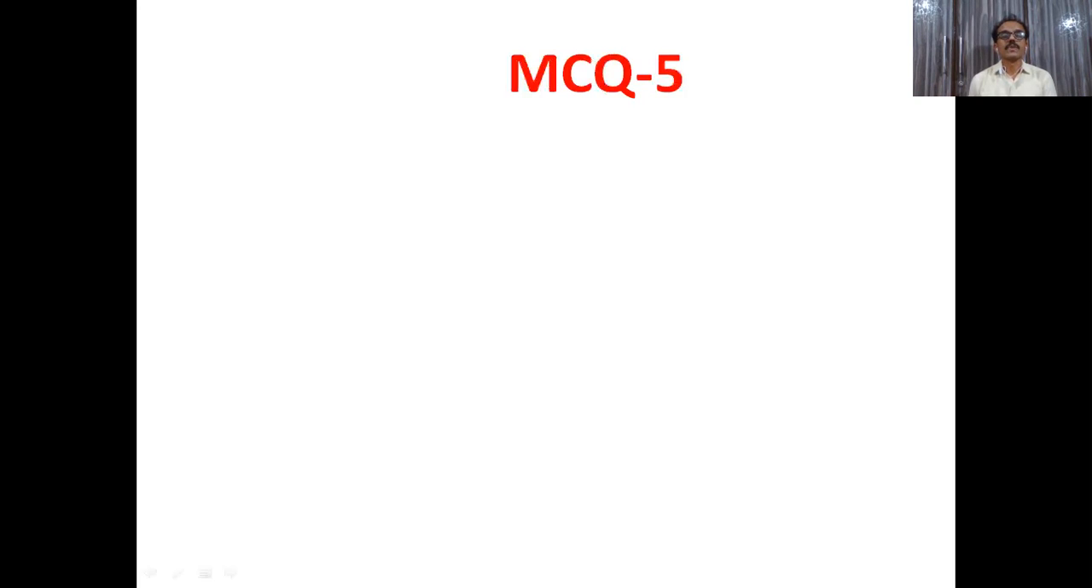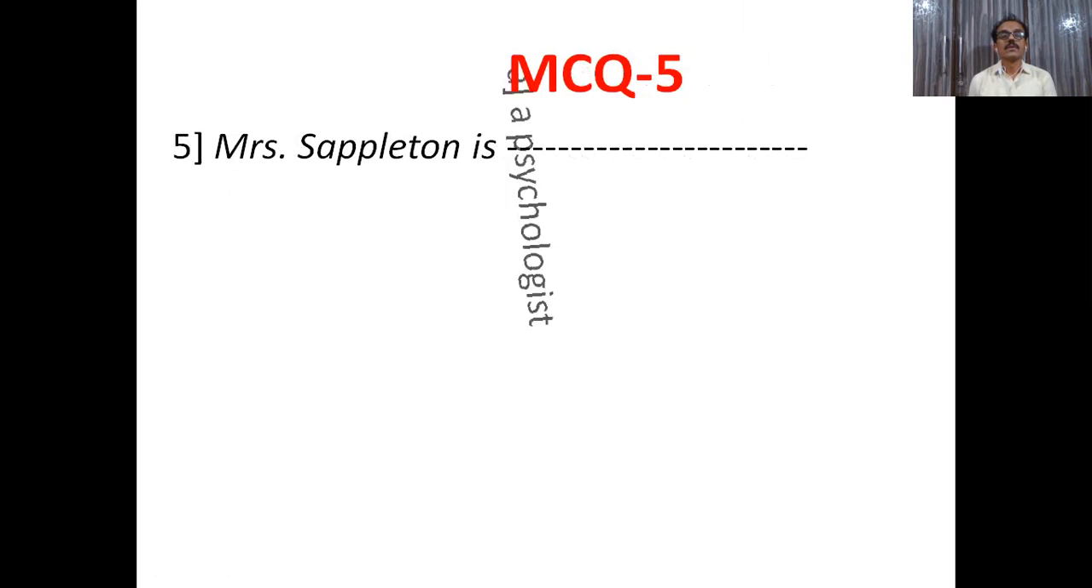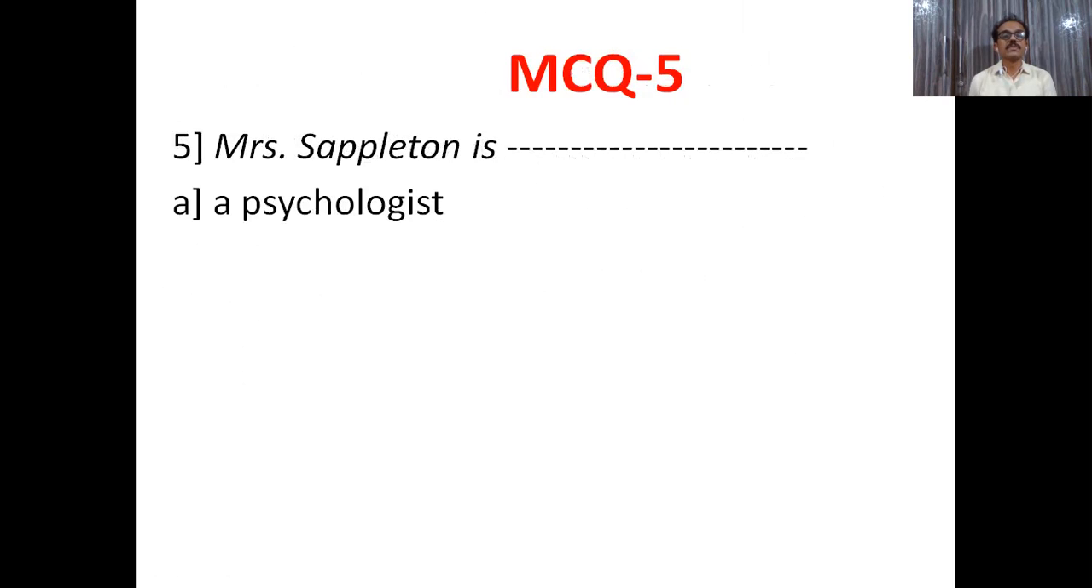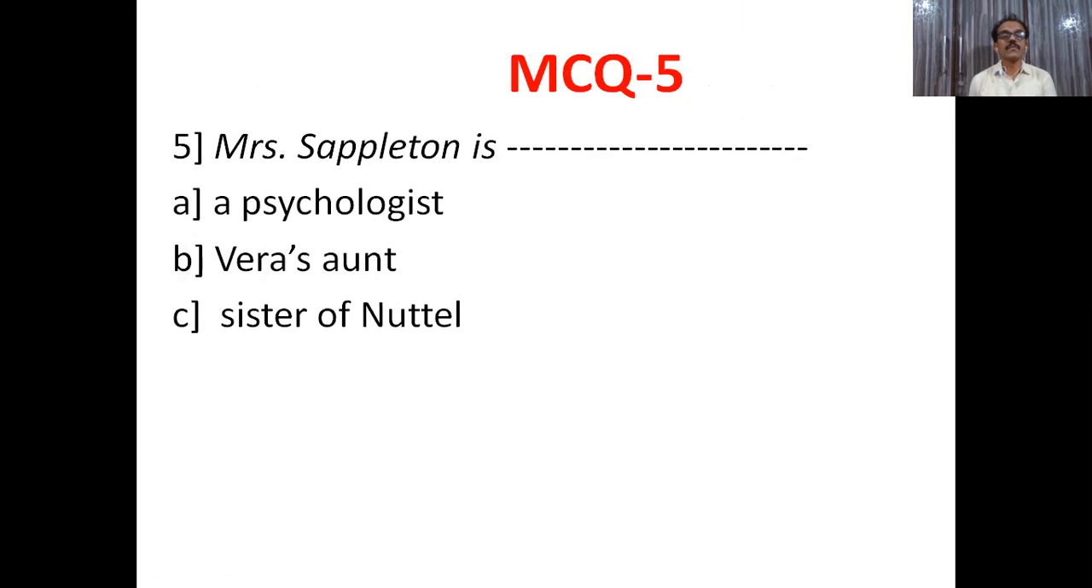Good. Question number five. Mrs. Sappleton is A, a psychologist, B, Vera's aunt, C, sister of Nuttall, D, all the above. My dear students, the answer is B. Yes, Vera's aunt. Mrs. Sappleton is Vera's aunt.